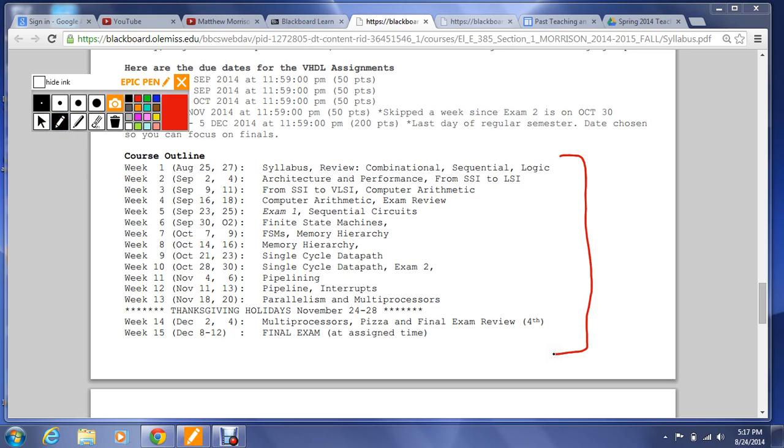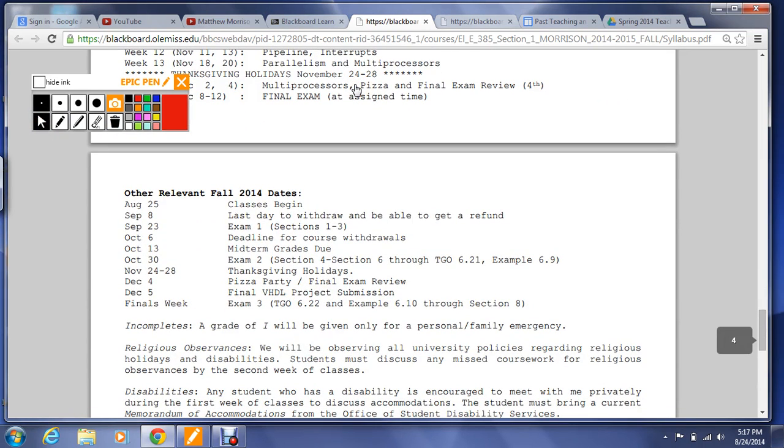Also on the next page, I have a list of pertinent dates. If you're going to withdraw and get a refund, you have to withdraw by September 8th. It also shows when the exams are and the final exam project submission.